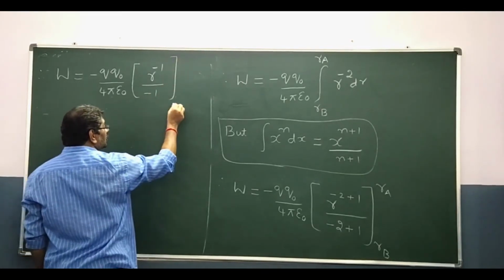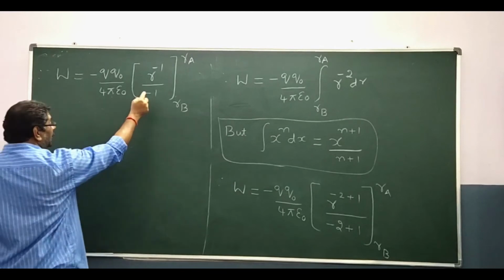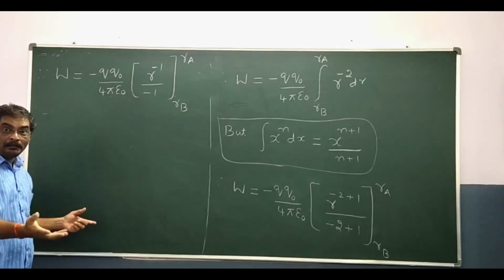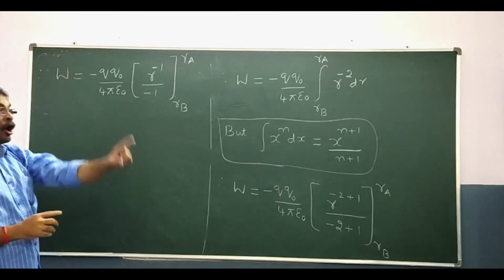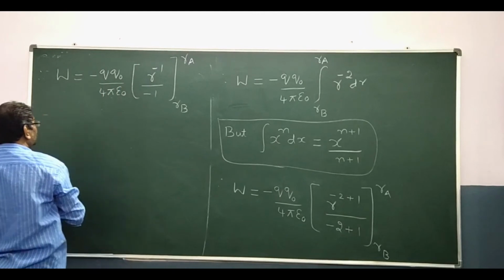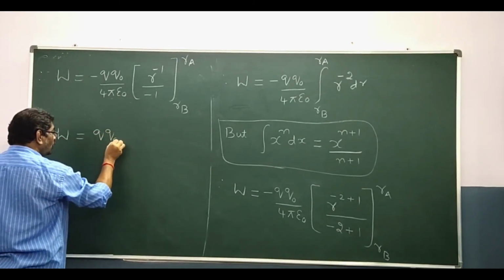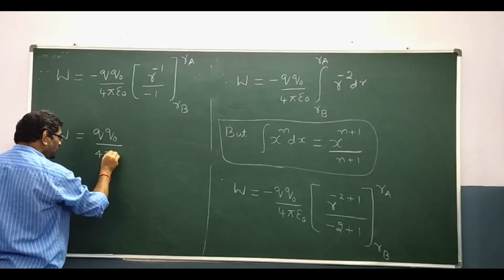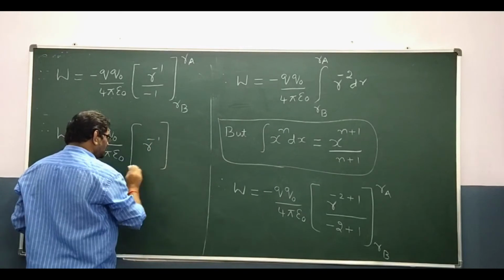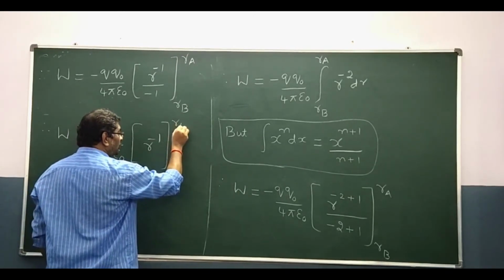Divided by minus 1, the limits will be from RB to RA. Now I will take this minus sign outside, so minus of minus will become plus. So the total work done will be numerically equal to Q naught divided by 4 pi epsilon naught, multiplied by R power minus 1, from the lower limit RB to the upper limit RA.